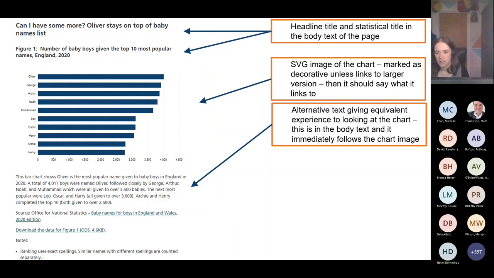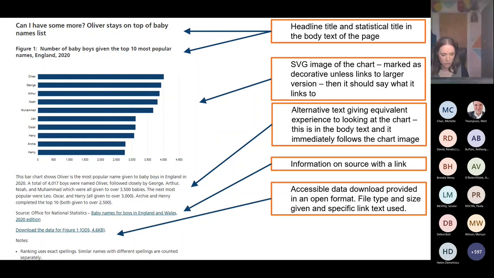Then we've got the alternative text, like we just talked about. I'm not going to read through that now, but you can see it on there. It's directly underneath the chart. It explains the chart. Then we've got information on the source with a link to the source. Then we've got an accessible data download. So it says download the data for figure one, ODS 4.6 kilobytes. That's an accessible data download. It'll be marked up, in an open document spreadsheet, an ODS file, and you've given a descriptive title for what that is, not just said to download the data. You've told people what the file type is and you've given them the size. That's all really important in terms of best practice.